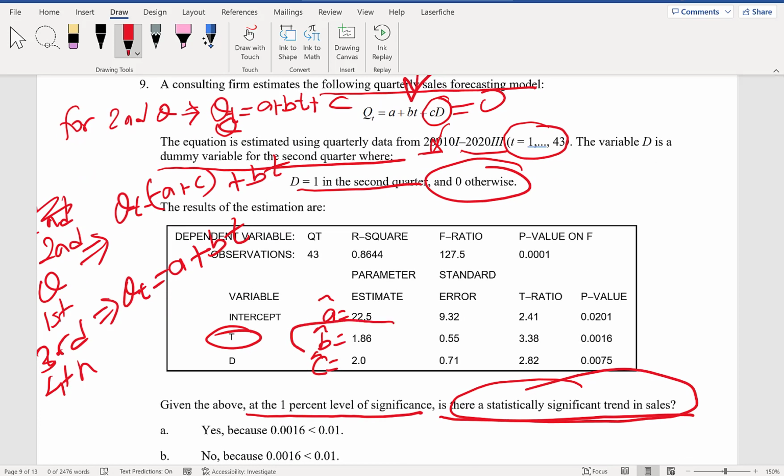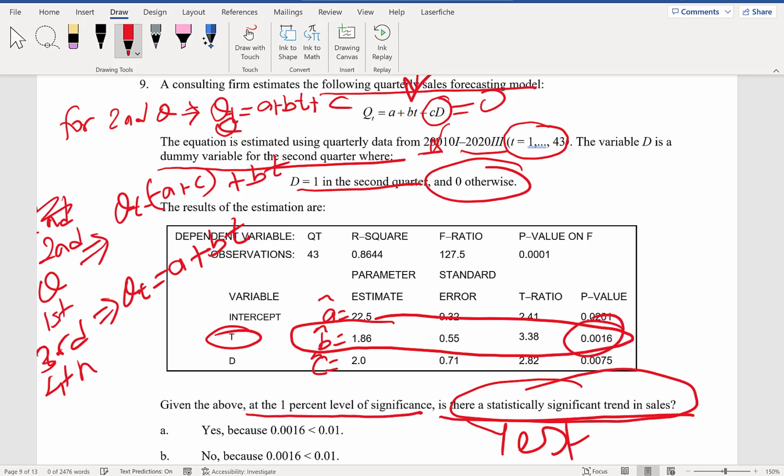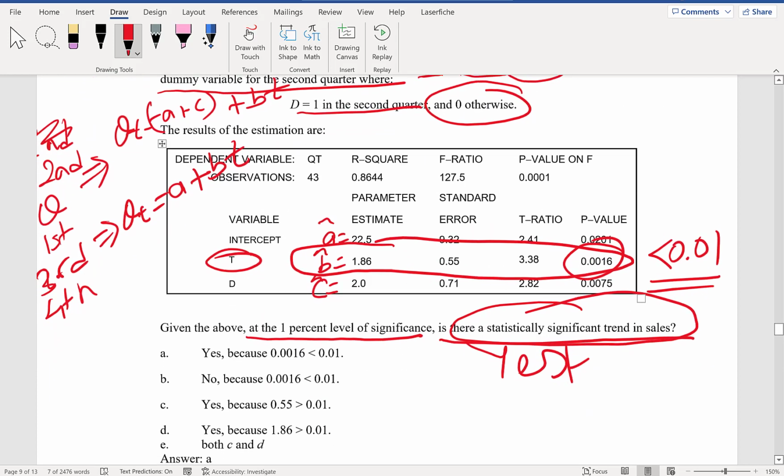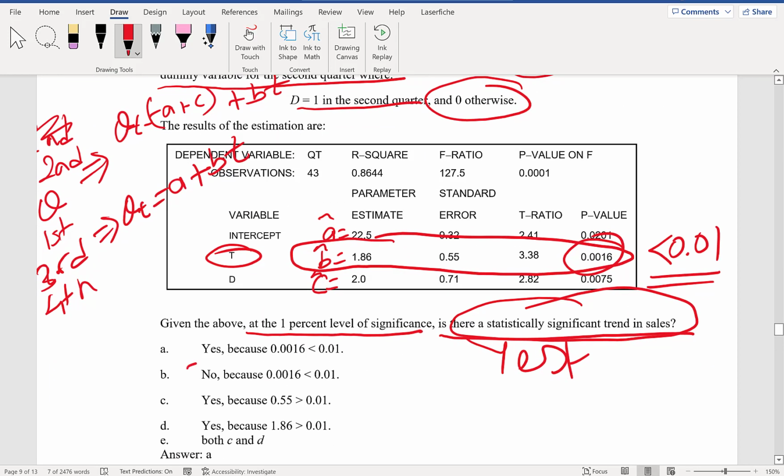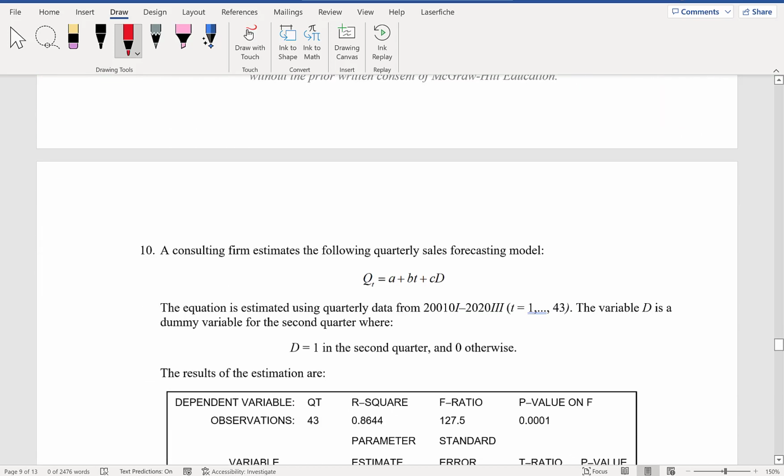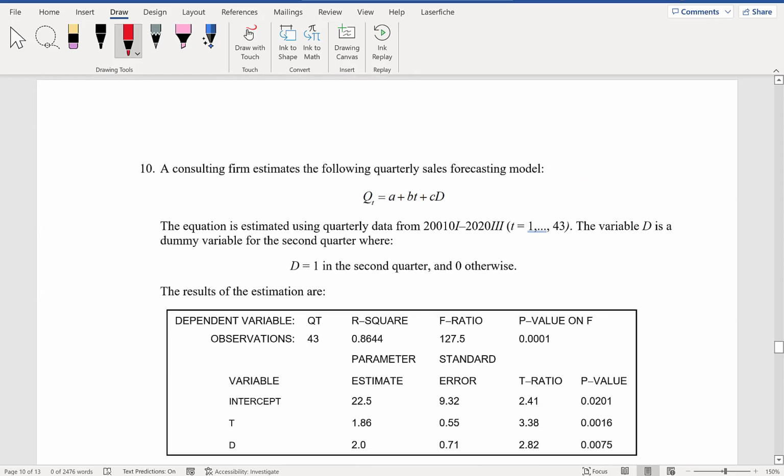So if this is statistically significant at the 1% level, then yes. Let's see. The p-value is 0.0016, which is less than 0.01. So yes, it is statistically significant at the 1% level. Yes, because this is less than 1%. A is the correct answer. Let's continue. Same setup, question 10.